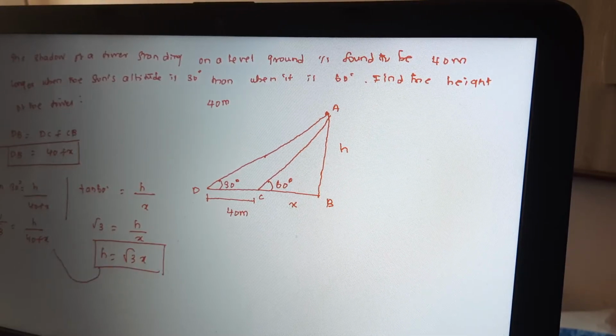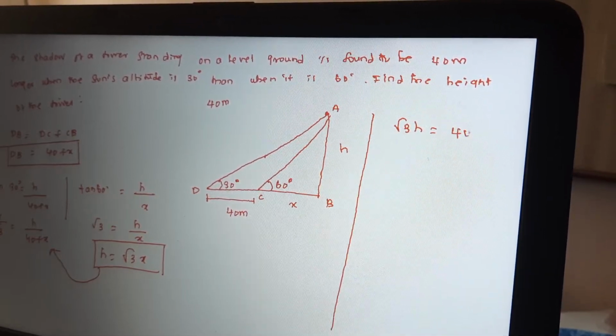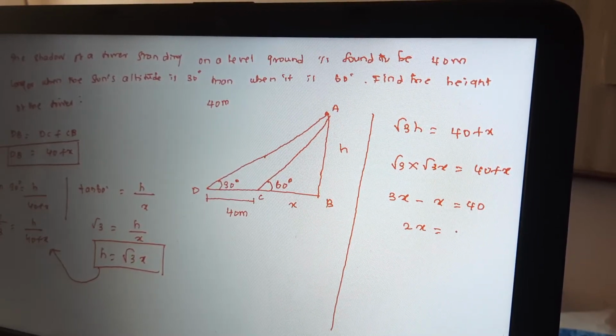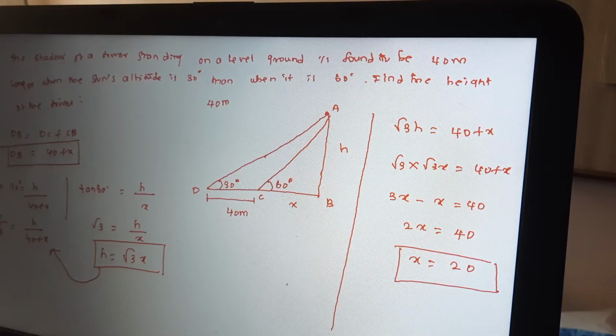Substitute this h, that is root 3 into x, here. When you substitute, you will get root 3 into h is equal to 40 plus x. So root 3 into root 3 x, that is 3x, minus x is equal to 40. Then 2x is equal to 40, so x is equal to 40 by 2, which is 20. The value of x is 20.